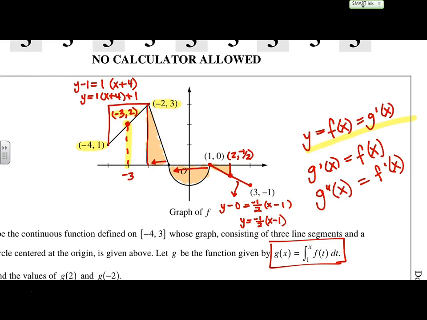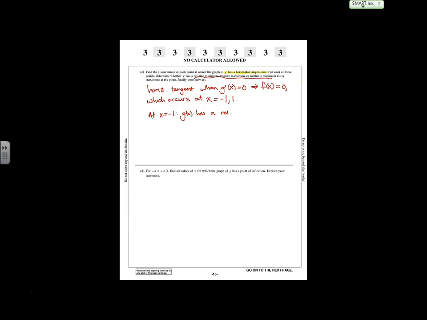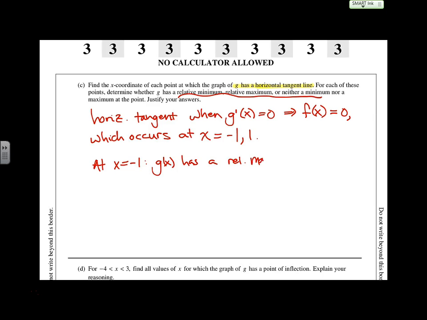At -1, G prime, which is F, goes from above to below. So the sign chart would have a positive derivative to a negative derivative. And as Angela's saying up here, that is your relative max. And be super specific, you can say it at that critical number or at that critical point.